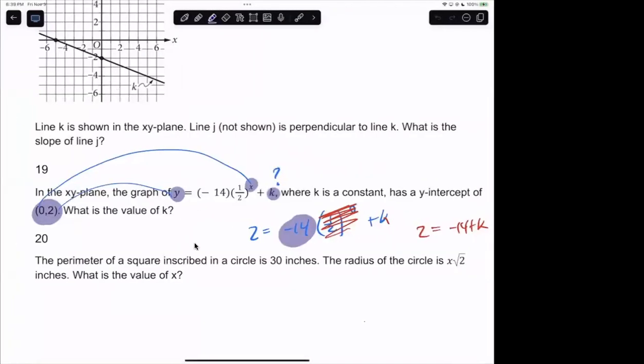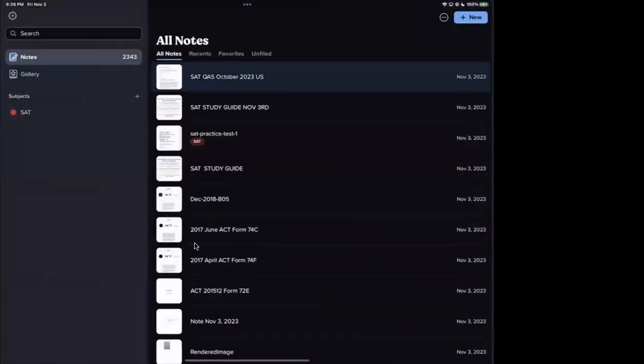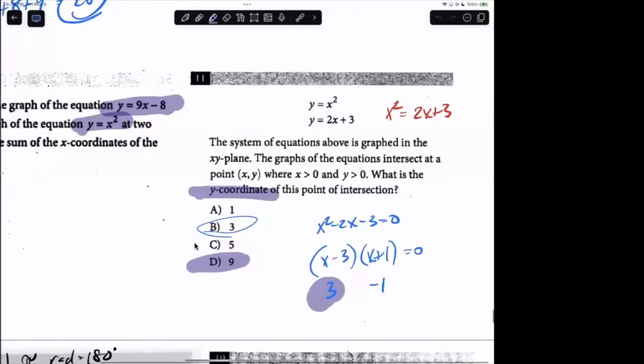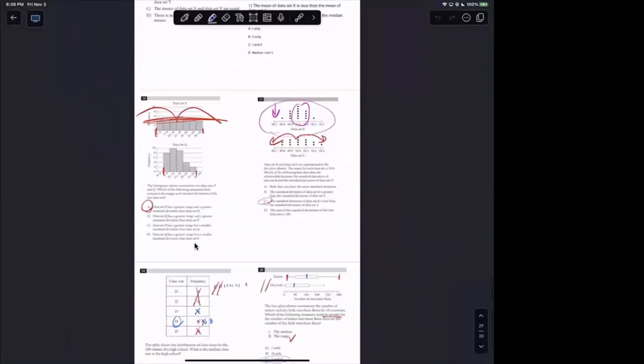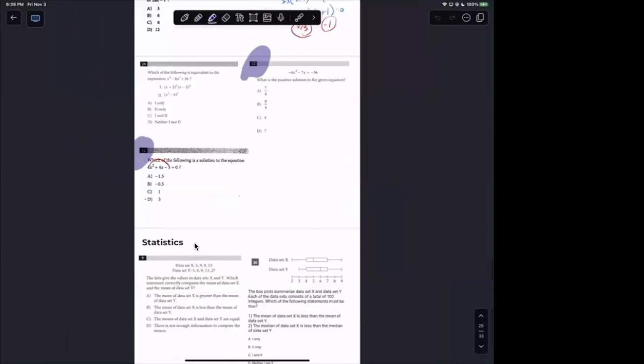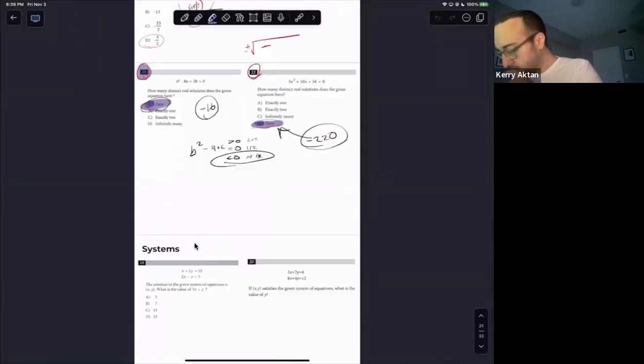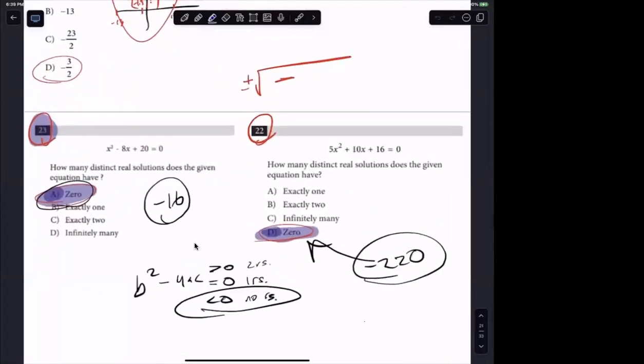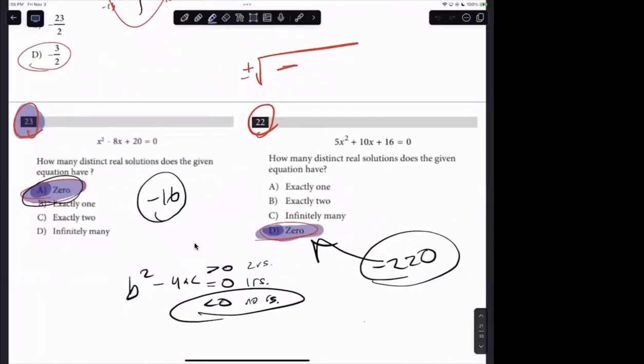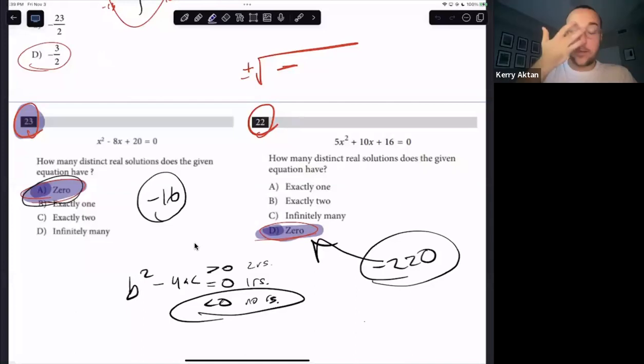Could you go over the one that's right above systems of equations? I didn't see the answer. It's like how many solutions is it? Oh, they're both D, right? Because if you plug it into the quadratic equation, it gives you negative imaginaries. Yeah. Okay, perfect. Thank you.